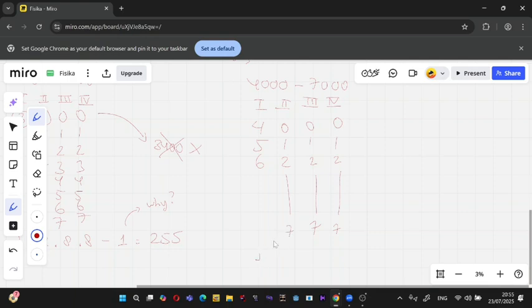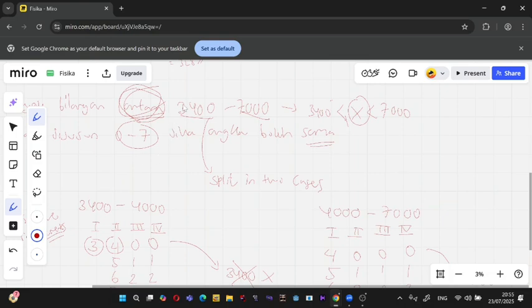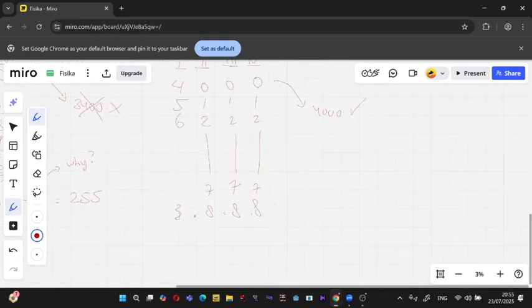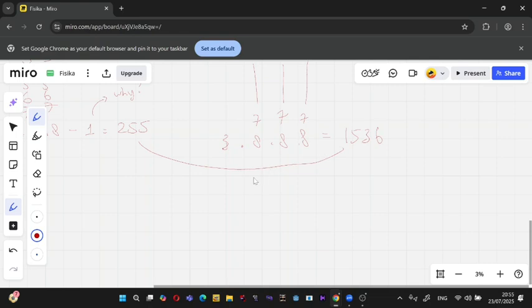Then you count 3 times 8 times 8 times 8. Then 4,000 here is allowed because 4,000 is in between 3,400 and 7,000. The reason again why 3,400 is not allowed is because it's asking for the numbers in between 3,400 and 7,000. Okay, so we total this as 512 times 3, that number, yeah, 1,536. Then you just total it up, and that's 1,791, and that's it.